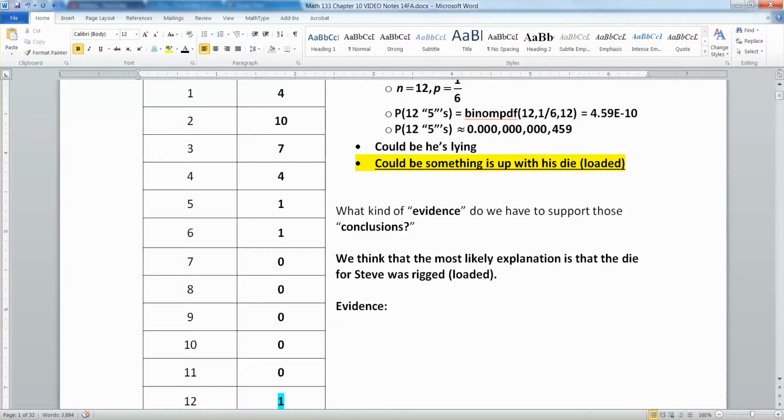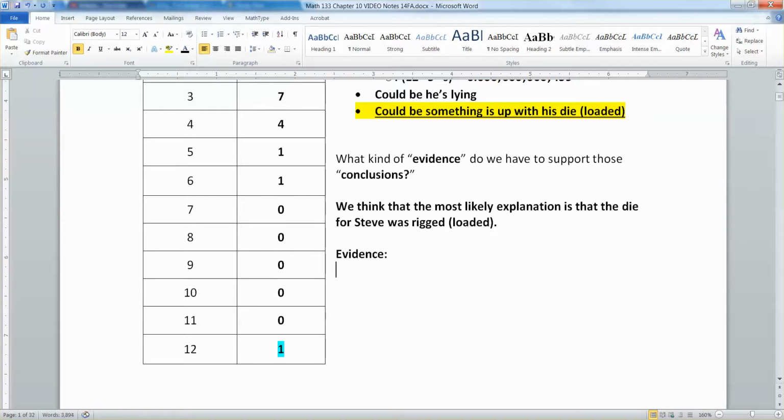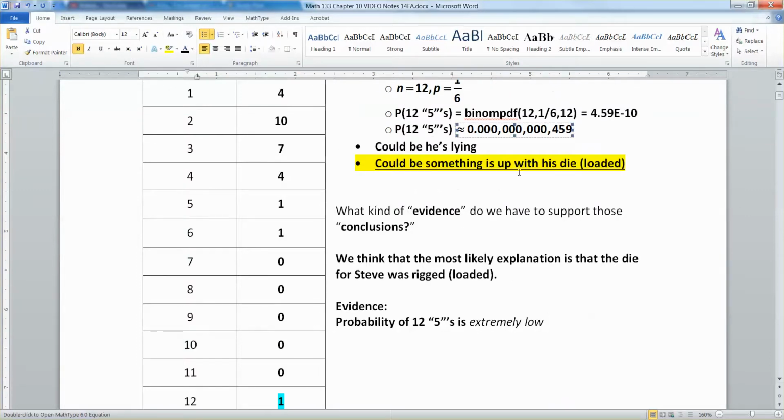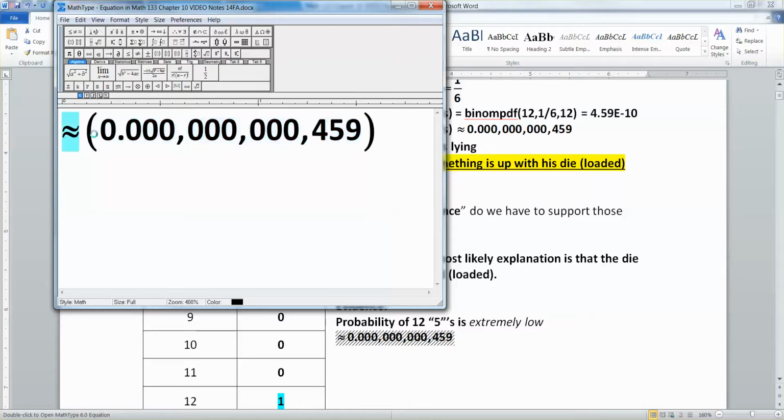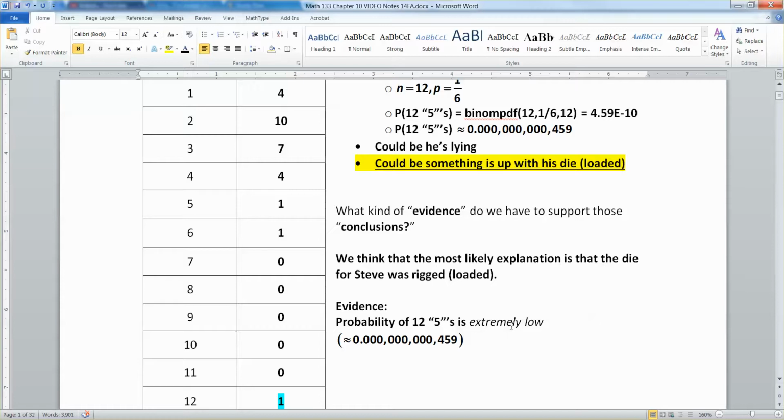The first type of evidence we can say is the probability of 12 fives is extremely low. Remember, we found it up here to be that small number. Very, very, very tiny. And if that's the case, oops, I should put that in there. There we go. I changed the word extremely to very because then I could fit it all in. All right, so very, very low.